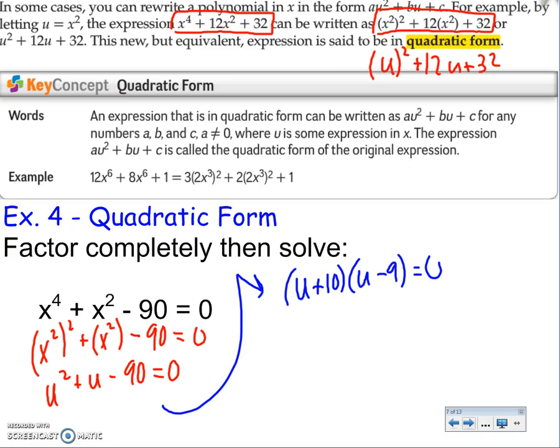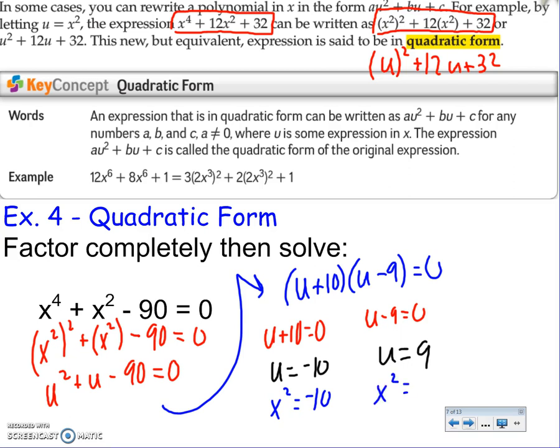I'm going to use the zero product property. So set each equal to 0. U plus 10 equals 0. U minus 9 equals 0. Well, if you solve for u, u equals negative 10, and u equals positive 9. Now to put u back to normal, that means u was really x squared, so x squared equals negative 10, and x squared equals 9.